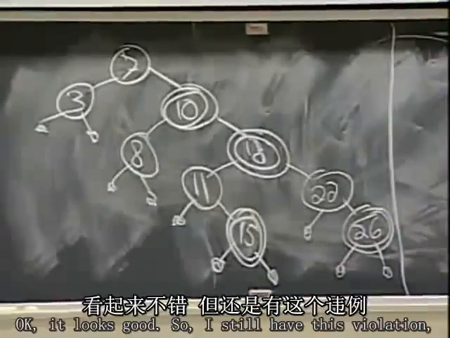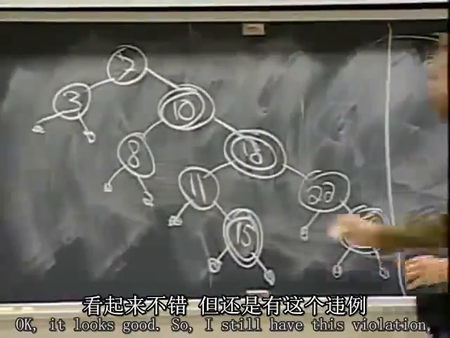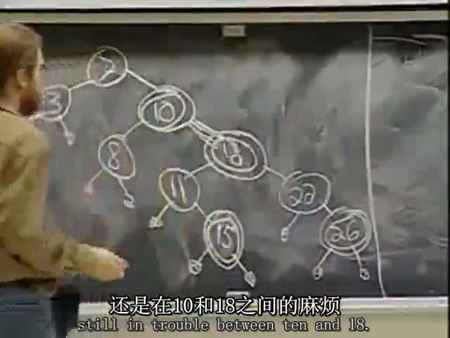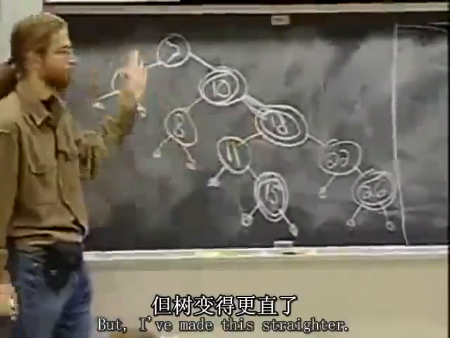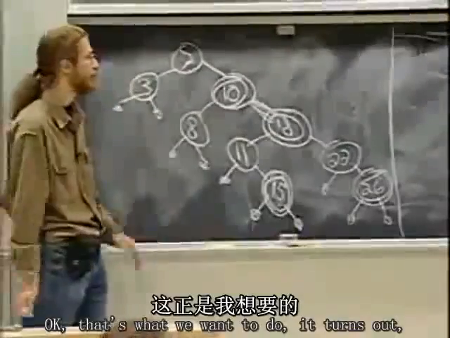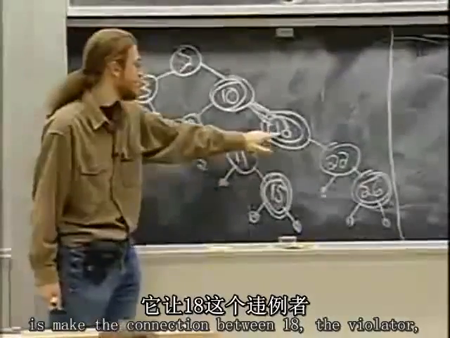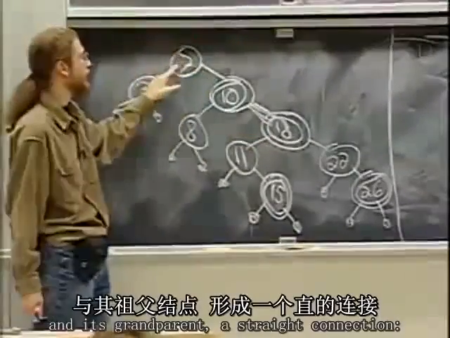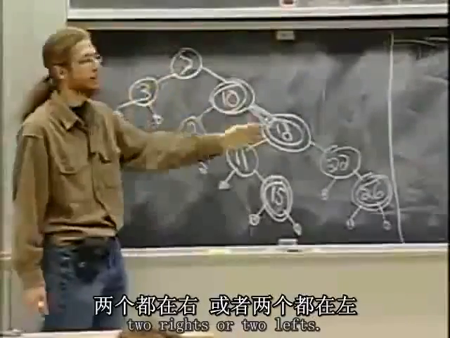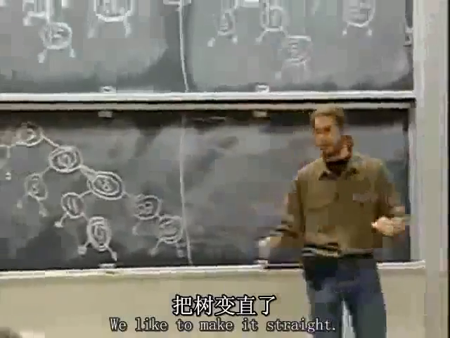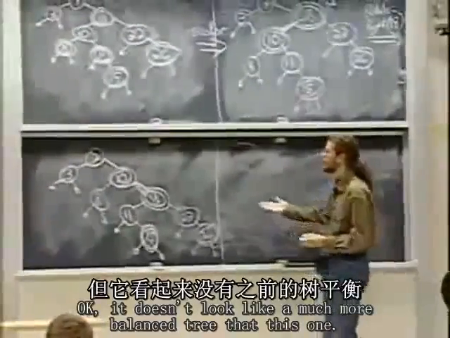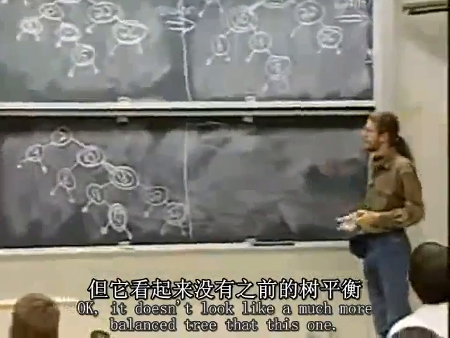Okay, looks good. So I still have this violation, still in trouble between 10 and 18, but I've made this straighter. That's what we want to do, it turns out, is make the connection between 18, the violator, and its grandparent a straight connection, 2 rights or 2 lefts. Here we had a zigzag right-left. I'd like to make it straight. Okay, it doesn't look like a much more balanced tree than this one. In fact, it looks a little worse.